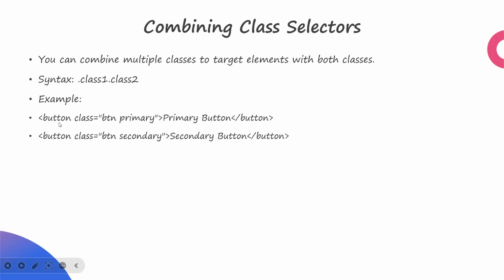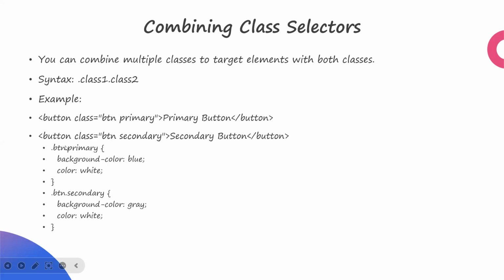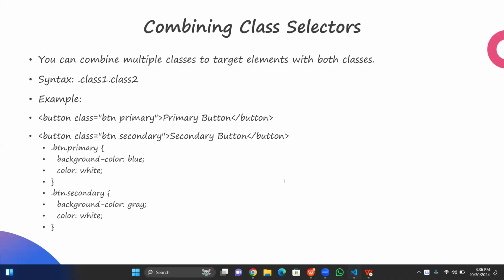If you look at this button here, this button class is btn primary. This other one is btn secondary. Here we have btn dot primary, so with this style we are targeting this one. Then we have btn dot secondary, and we are targeting the second one. Let's take a look at how it works here.